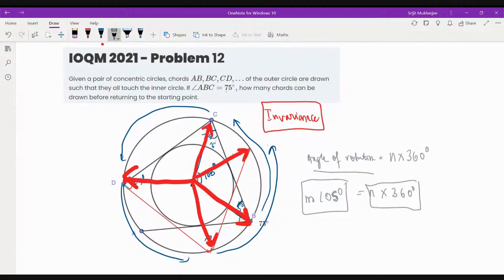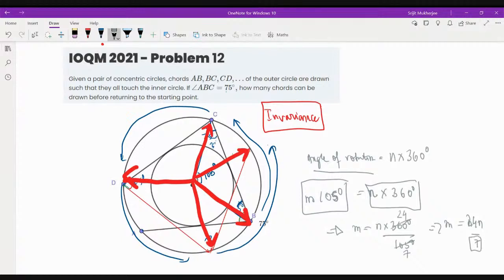We are trying to find this minimum angle of rotation m. Observe that m comes out to be n times 360 degrees divided by 105 degrees. If you divide by 5 and 3, 15, it comes out 3 and 5, then 2 and 6, that is 4, and here it comes out 7, I guess. Yes, so m is equal to n times 24n by 7.